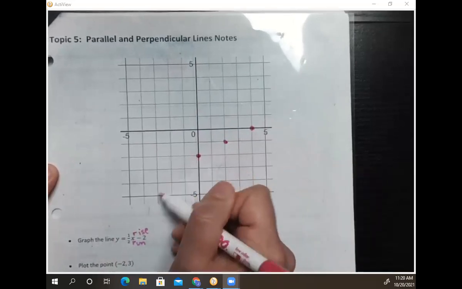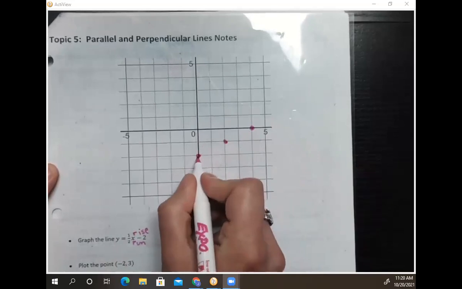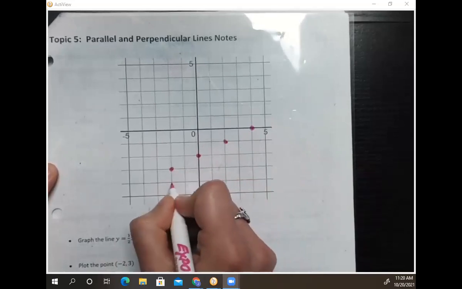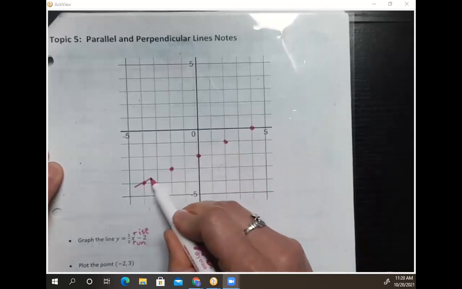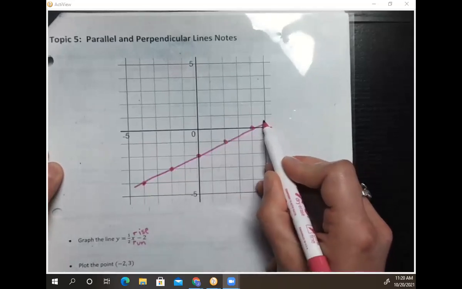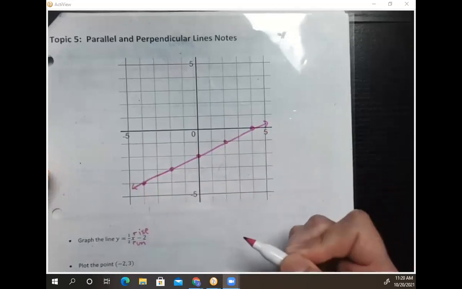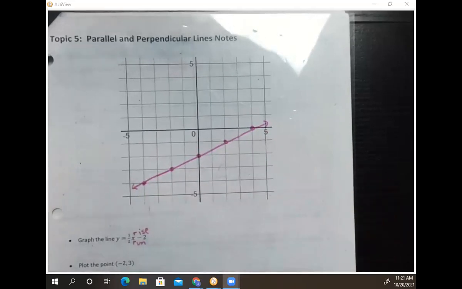I'm out of room this way, so I'm going to put some more points back this way. So I'll reverse my slope, down 1, back 2, down 1, back 2. And then I will connect my points and throw my arrows on the end. We're graphing a function, so I want to connect my points and put my arrows on the end. Nothing new so far, just graph the line.